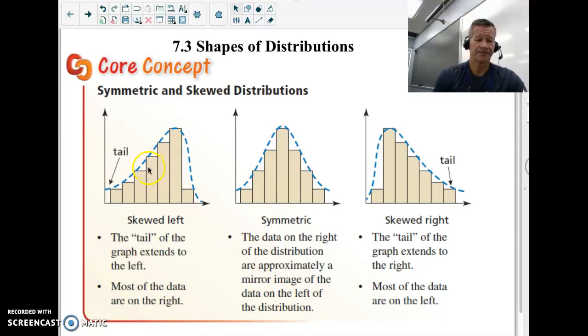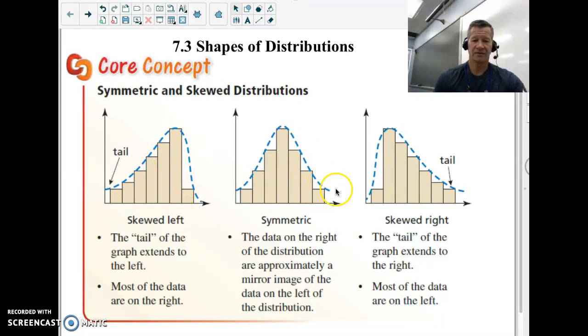In this first one, you can see that the bars in the histogram are higher on the right side than they are on the left. Because of that, you get this long tail on the left side. Just like with box and whisker plots, wherever the longer whisker was, it was skewed that direction. Here, you've got this big hill and then it comes off into a tail, we call that skewed left. So if more of the data is on the right and the tail is on the left, we call that skewed left, wherever the tail is.